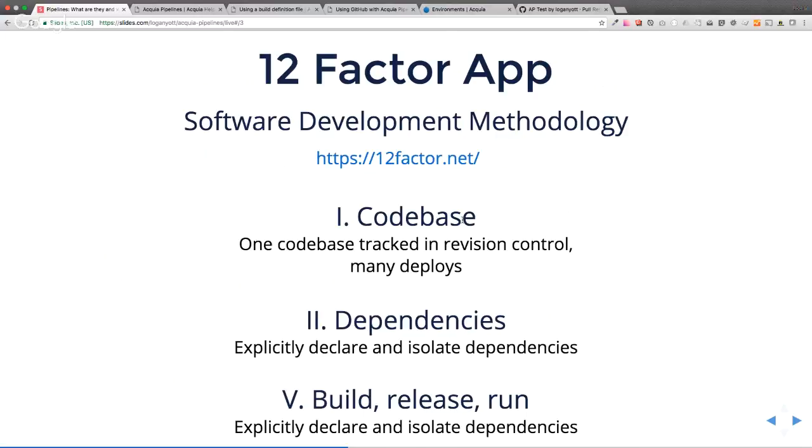First one is code base, the idea that you have one code base tracked in revision control for your app, and that you're able to conduct many deploys. So instead of just deploying a file, you're deploying the state of your app every time. Number two is dependencies. We explicitly declare and isolate dependencies, just meaning that we don't have code that came from some Stack Overflow question that I don't really know where it comes from or why it's there or anything like that.